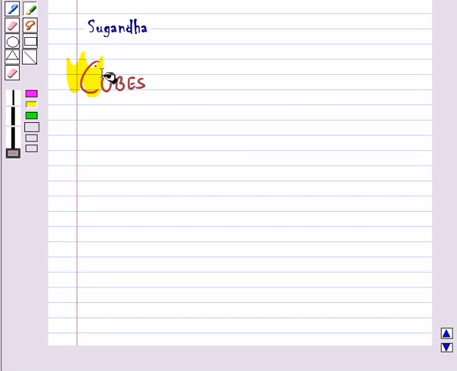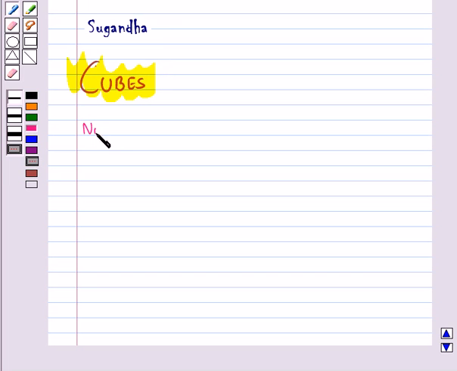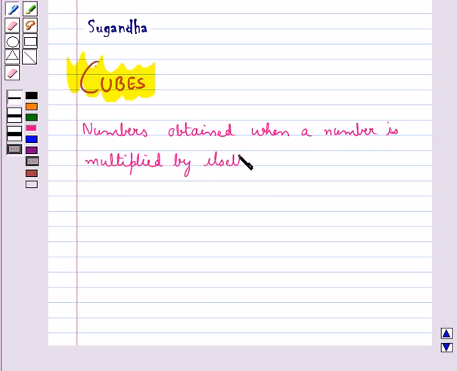In this session we will discuss cubes. Let's see what are perfect cubes or cube numbers. The numbers obtained when a number is multiplied by itself three times are known as cube numbers, or you can also say perfect cubes.